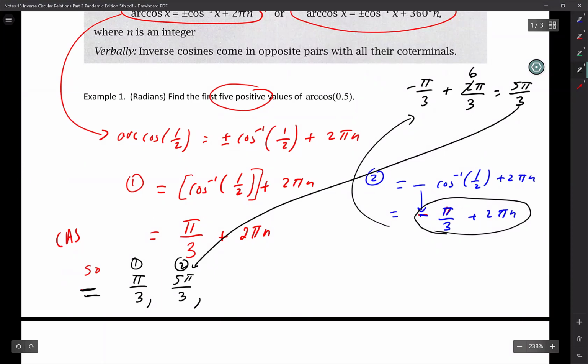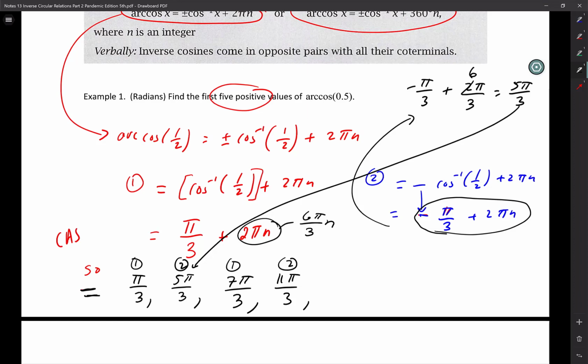The third one's going to come from equation 1. So I'm going to just rewrite this as 6 pi over 3. You can put the n here on the side. 6 pi plus pi is 7 pi. That's another answer. Another answer is 5 pi over 3 plus 6 pi over 3. So 5 plus 6, that's 11 pi over 3. That's from equation 2. 1, 2, 3, 4, so I need one more. 7 plus 6 is 13, so 13 pi over 3. And that came from equation 1.